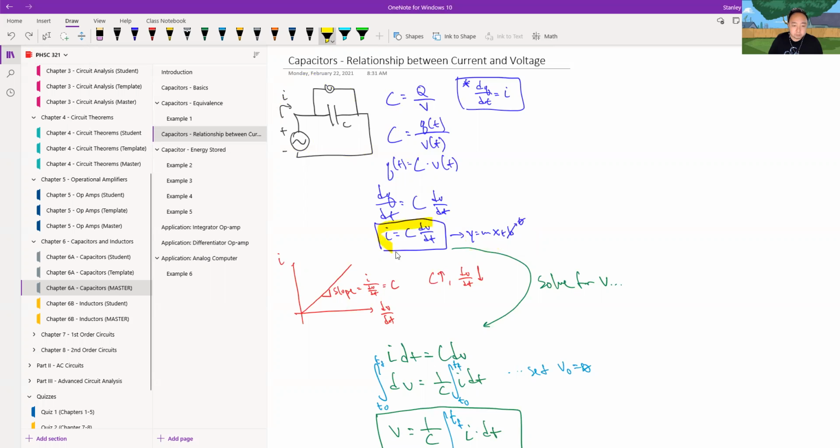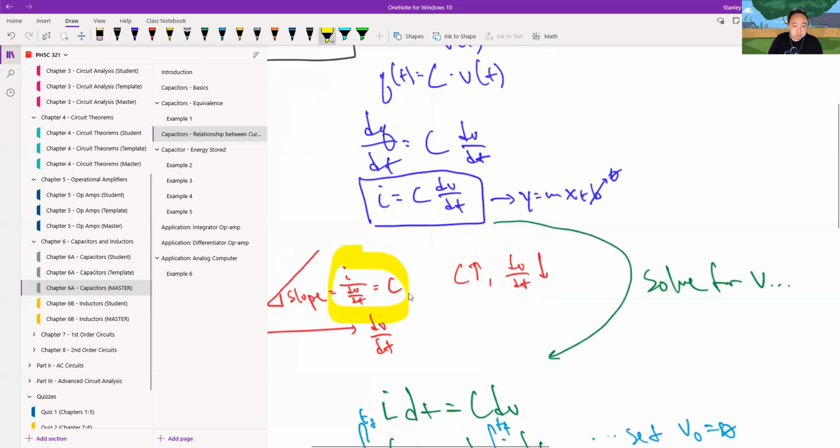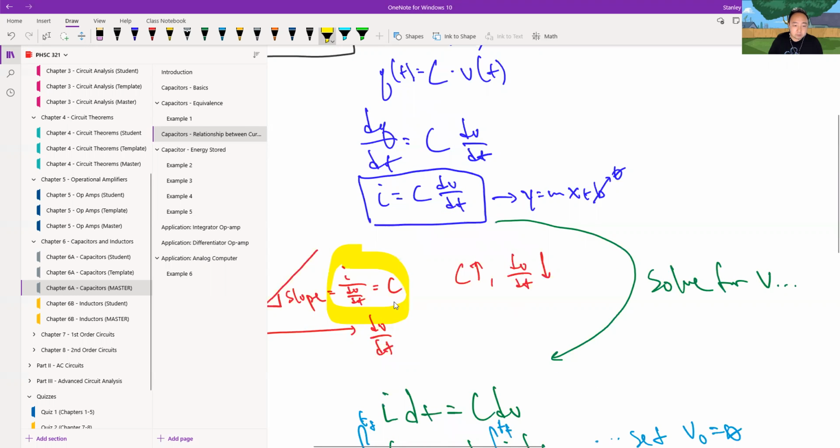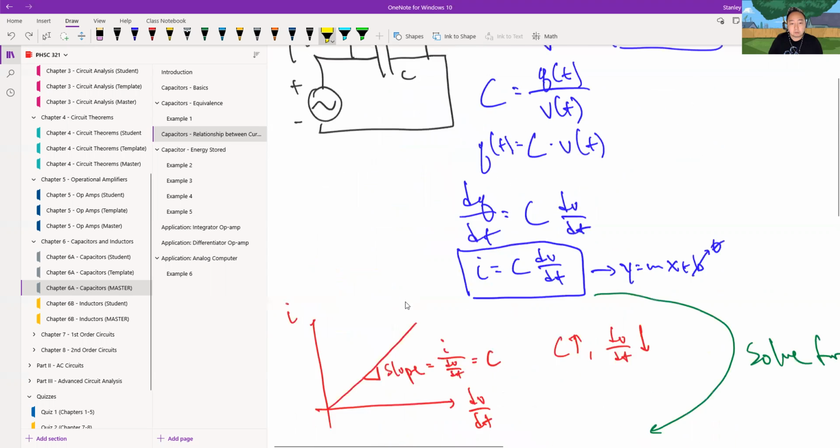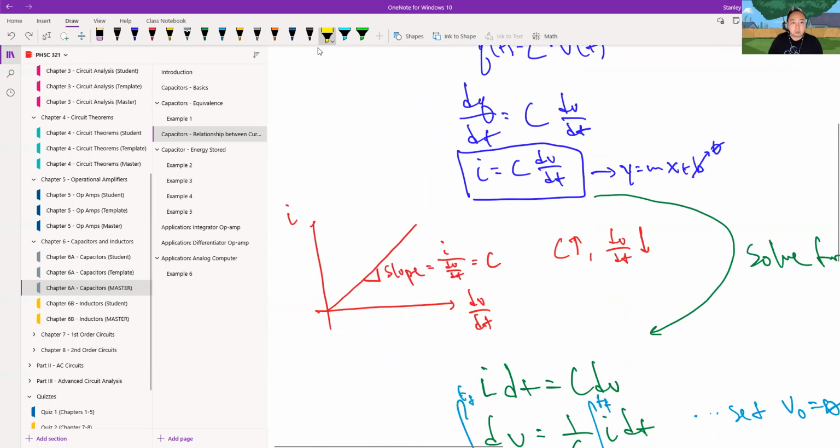So this relationship is actually a fairly linear relationship, and that's represented in this graph right here. I have current on the y-axis, and dv/dt on the x-axis. When I plot this, it's a straight line. I know it's a little messy here, so if I zoom in just a little bit, the slope is I over dv/dt, which is equal to the capacitance, like so. So the relationship we can assume is that as your capacitance goes up, the change in voltage with respect to time is going to drop as well.